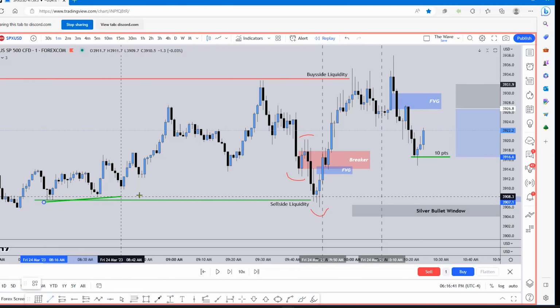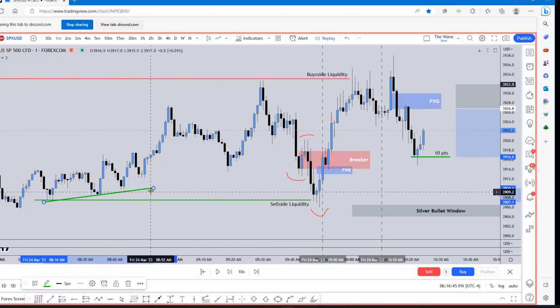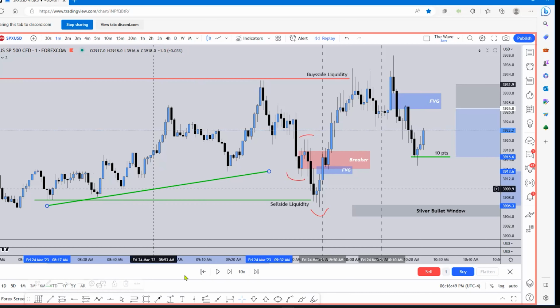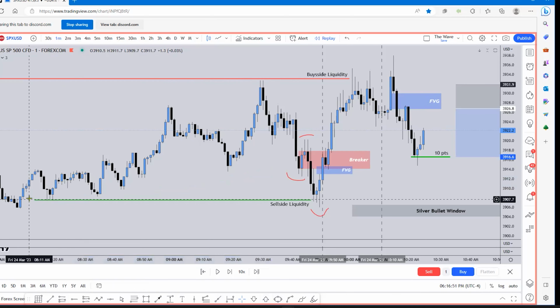here. This is your liquidity trend line if you were to run it like this. But that's just another way to look at it. We have our relatively equal lows here, as well as here and here. So we take out liquidity. We start to trade above the last swing high, right?